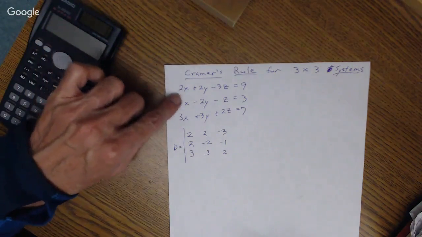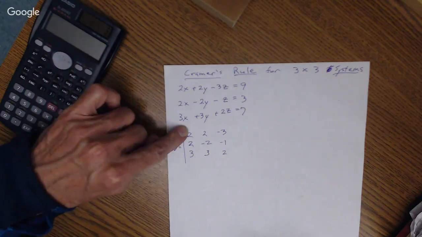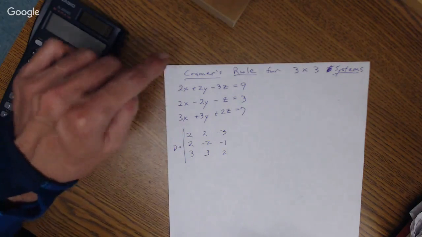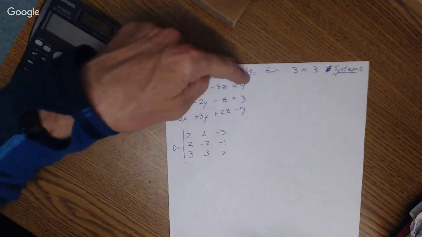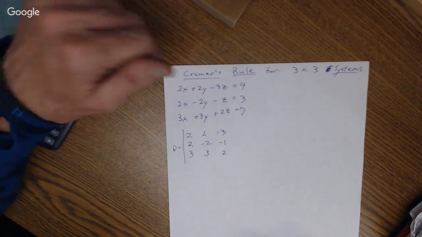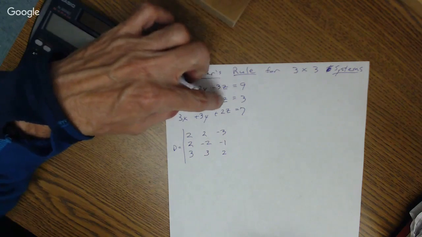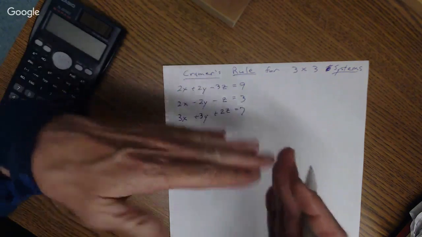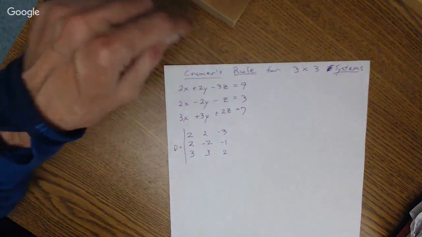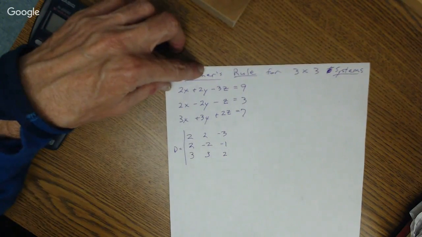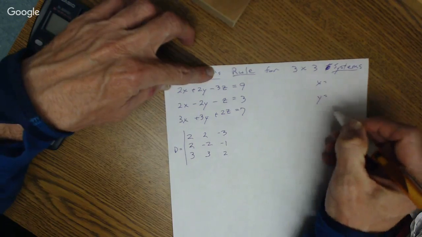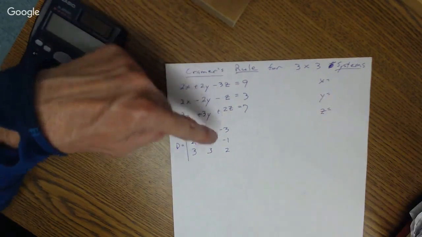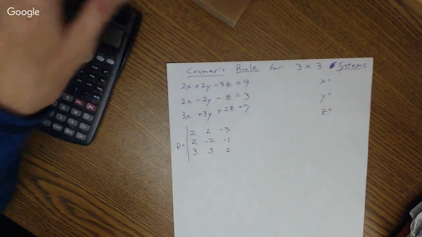And of course, you have to set the equations up. So all the x coefficients are in a column, all the y are in a column, all the z are in a column, and then the numbers are on the other side. Remember, these are three planes in three-dimensional space, and we're going to see where they intersect. So that's what we're looking for: the x, the y, and the z coordinate where these three planes intersect in three-dimensional space.